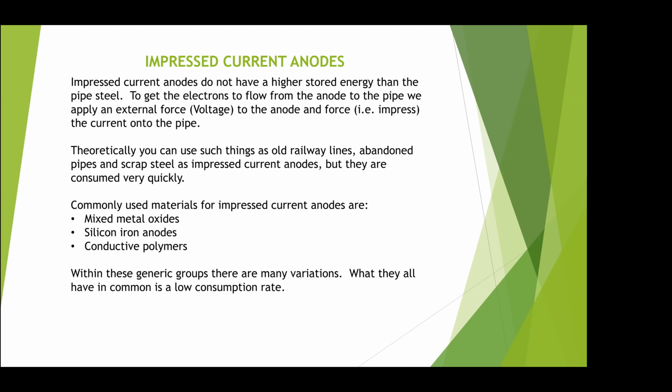Well, we needed a lot of steel because, with steel, you can force it to give up the electrons, but you lose the metal as well. So they get consumed very quickly and the cables fall off and so on and so forth. So we tend to use special mixed metal oxides or silicon iron anodes or conductive polymers. Those are just very generic. There are many variations within that, but all of them require an external power source and they all have a low consumption rate.